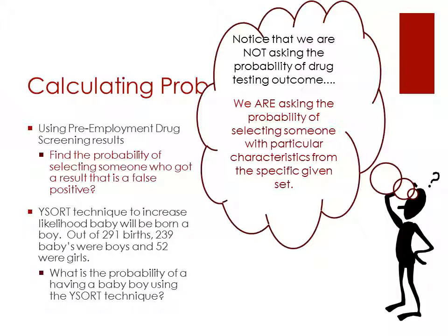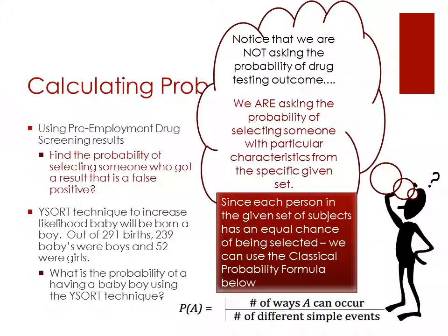So looking at this, we can see that we're paying attention to the fact that we're selecting someone from this particular group, and that allows us to use the classical probability approach. Okay, so we're using this formula here.